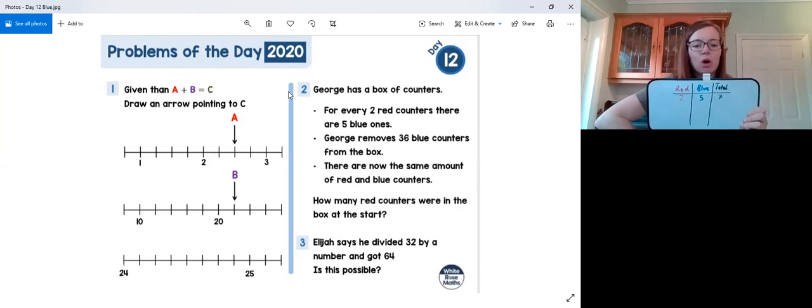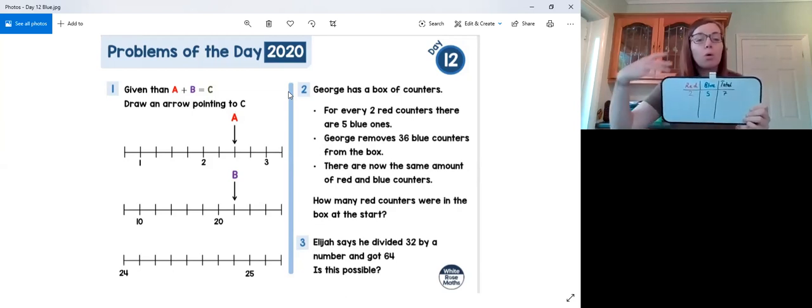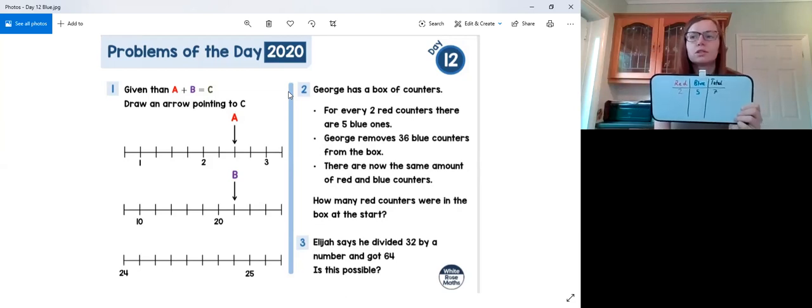Well, the next thing we are told in the question is that George removes 36 blue counters from the box. And after he has done that, the blue and the red become equal. Okay, well, at the moment, he's only got 5 counters in the box, so it's impossible for him to remove 36. What we could think about is that we need to have enough blue counters for him to be able to remove 36. So there must be more than 36 blue counters in the box.